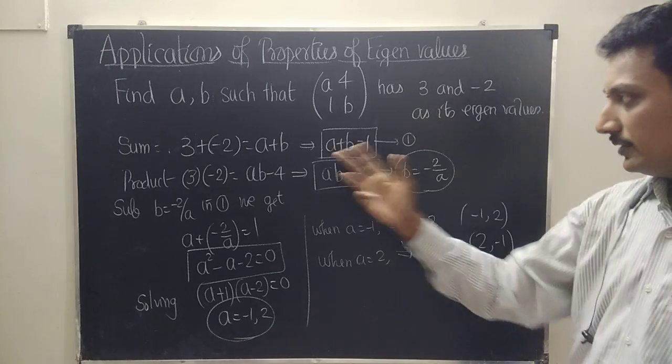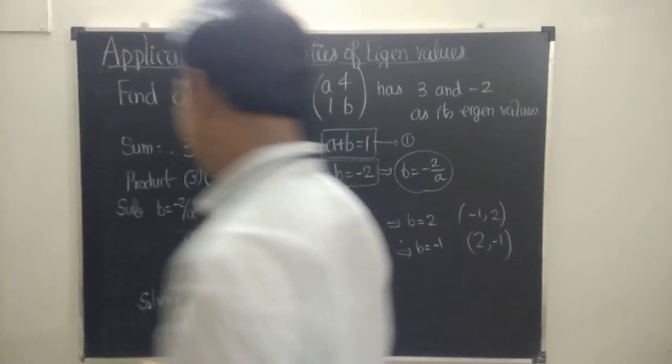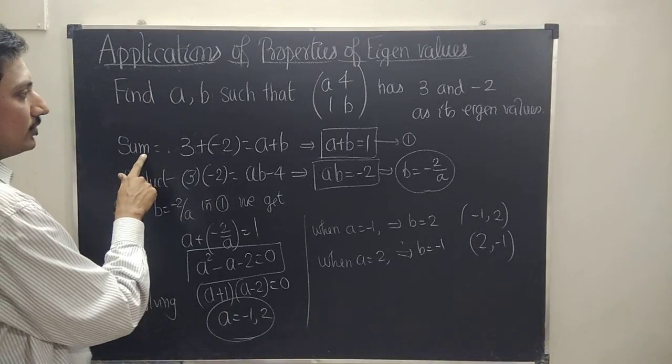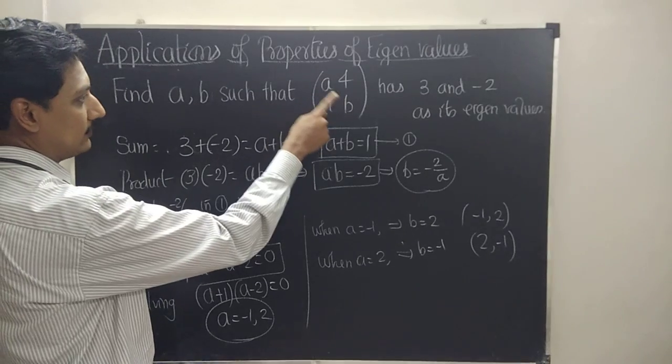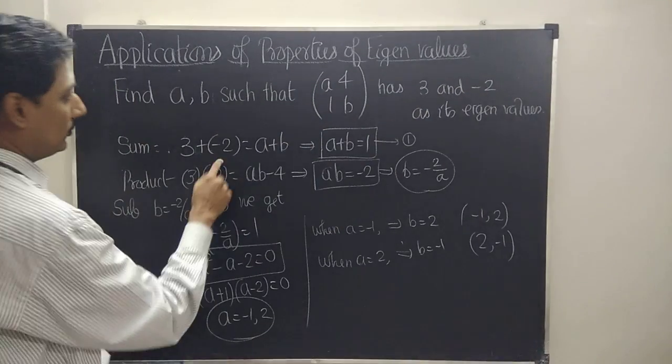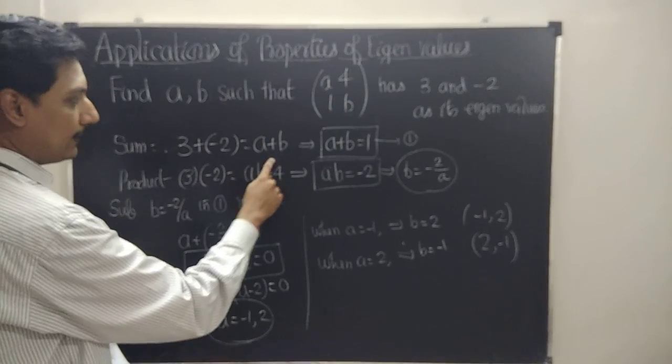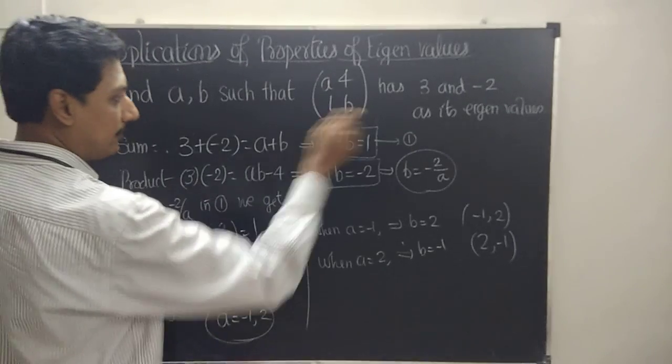Let us see that by using the property: sum of the eigenvalues is equal to sum of the leading diagonal elements. So 3 plus minus 2 is equal to A plus B. So in this way we get A plus B is equal to 1. This is equation number 1.